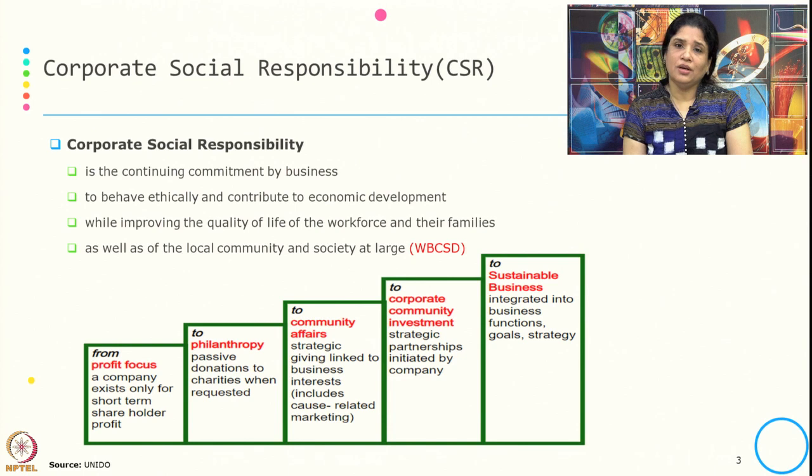If you look over a period of time, there is an evolution of CSR with respect to what the focus has been. Initially it was profit focus: a company exists only for short-term shareholder profit. Then they moved into philanthropy, that is passive donation to charities when requested, to community affairs, strategic giving linked to business interest including cause-related marketing, to corporate community investment, that is strategic partnership initiated by the company. Finally, CSR has evolved to play a big role in sustainable business, when it is integrated into business function, goal and strategy. So CSR is not just charity, and not only about doing community work; it is integrated into business function, goal and strategy.